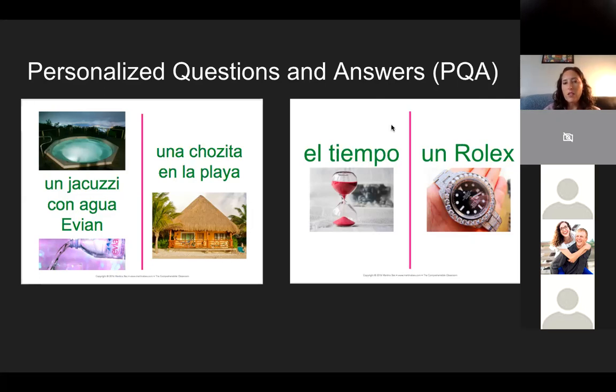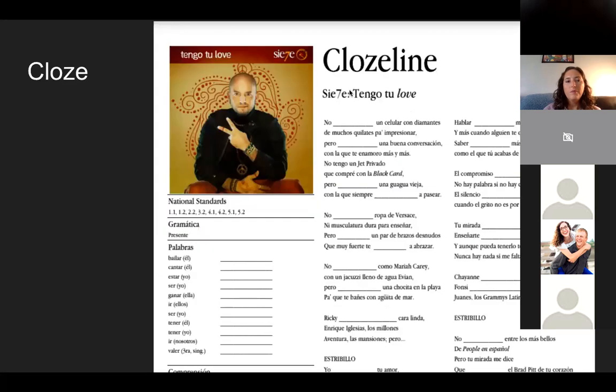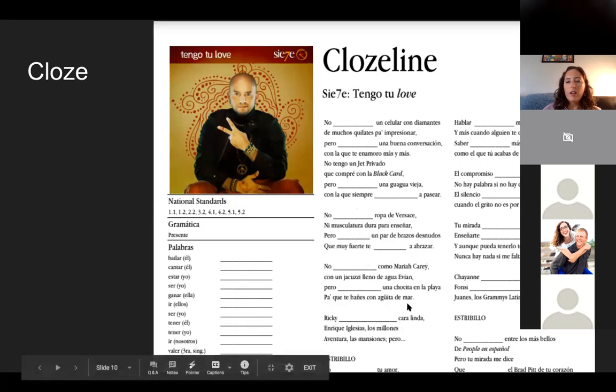So I think I have another slide for this song. Another activity is the Cloze activity. This is the song Tengo Tu Love. Basically, students were already introduced to the visuals earlier, and the pairs that were compared. You'll see Jet Privado, Versace, lots of Mariah Carey, Justin Bieber's in there. There's already lots of things that students can understand.